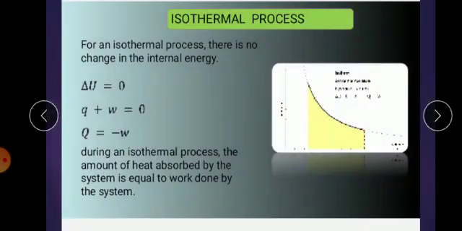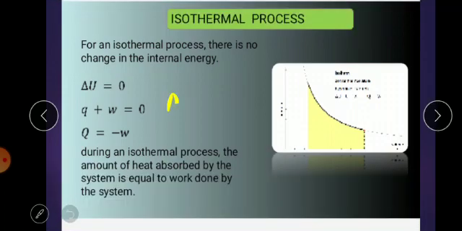Next process, isothermal process. For an isothermal process, there is no change in the internal energy. So del U is equal to 0. U is the internal energy. So what is the formula here? It is del U is equal to Q plus W.